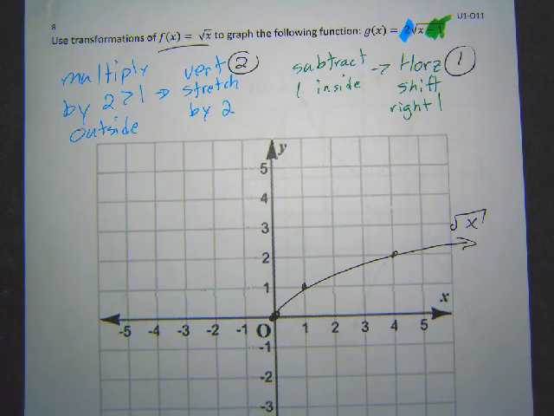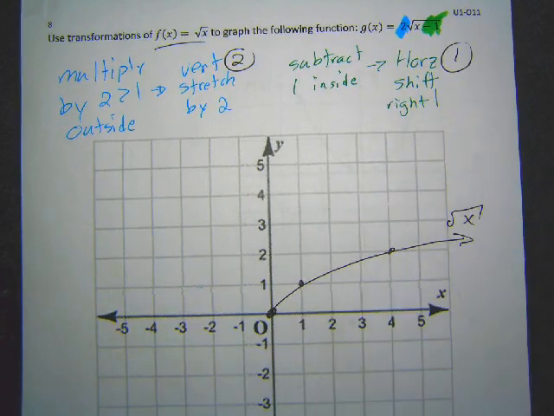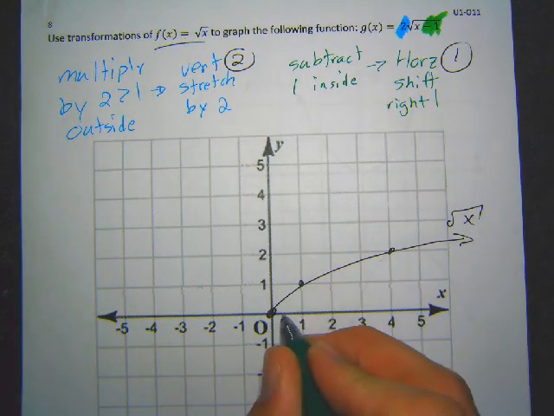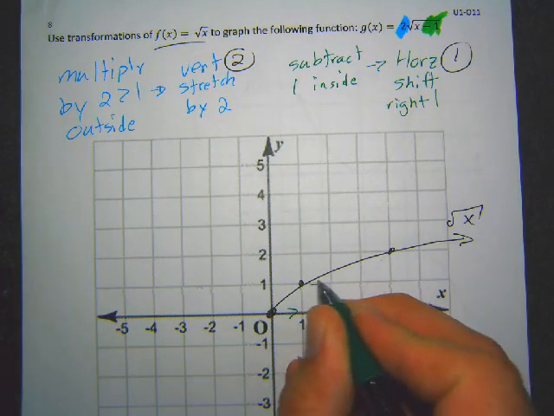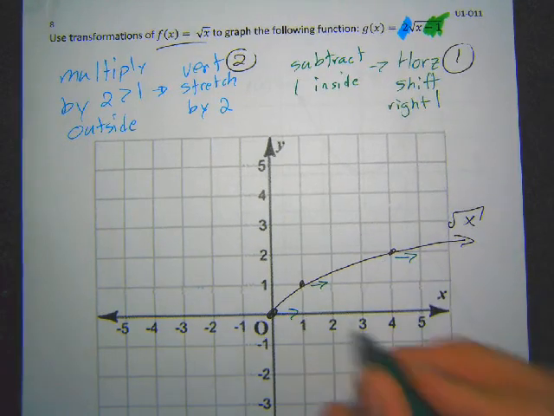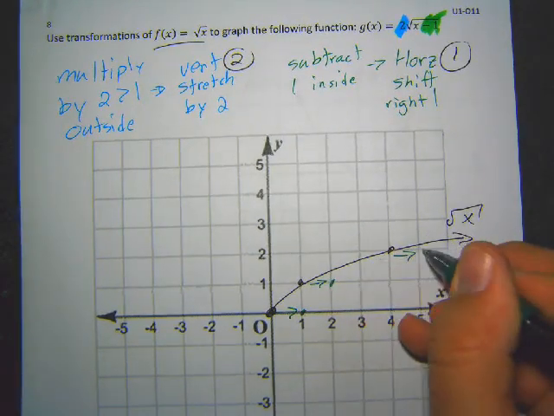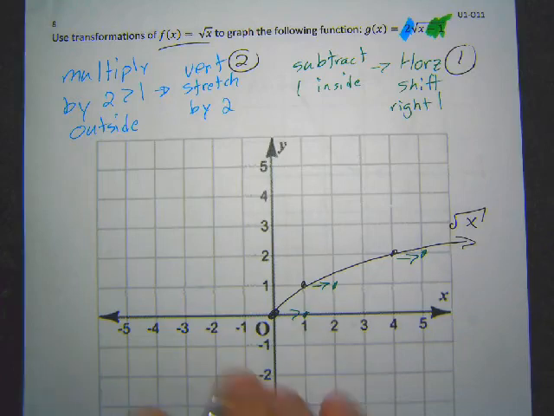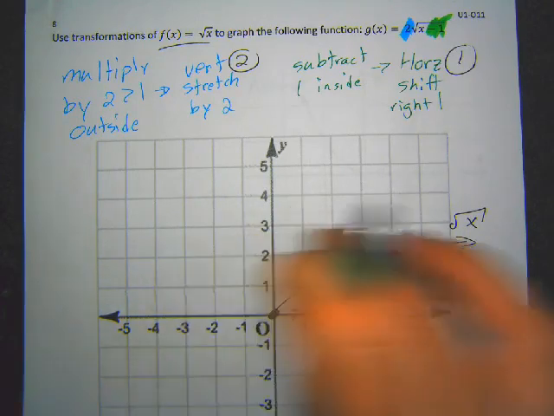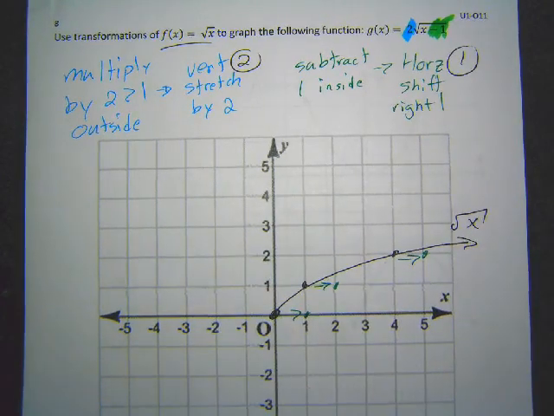Okay, so we've got to do our horizontal shift first. So we're going to take all these points and move them to the right by 1. So that's where they would end up. If we did the shift, it would look like that. It would just be over to the right 1. This whole thing would just be over to the right. It wouldn't have a value over here anymore.